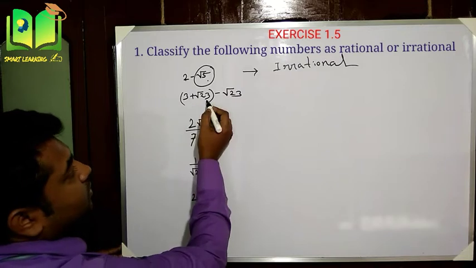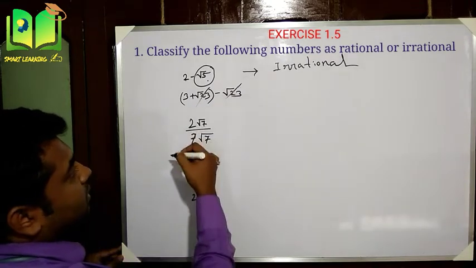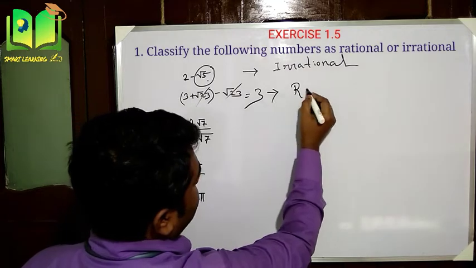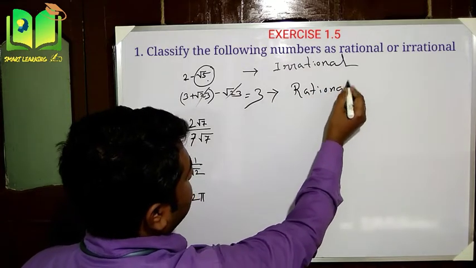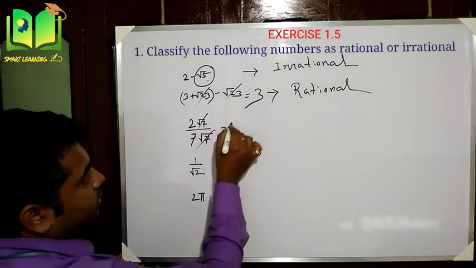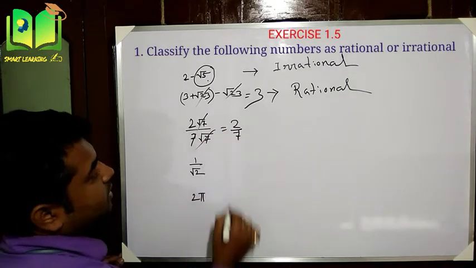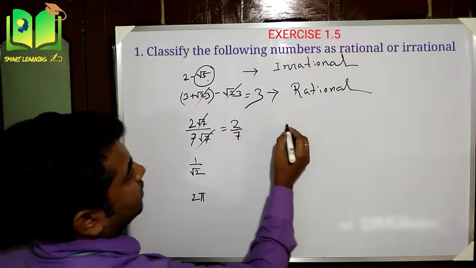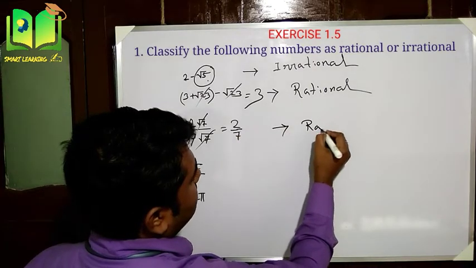Now see, 3 plus root 23 minus root 3. So this one cuts, so equals to what? 3. And you know 3 is what? Rational number. Now see, root 7 is gone. What is left? 2 by 7. So 2 by 7 what? This one is also rational.